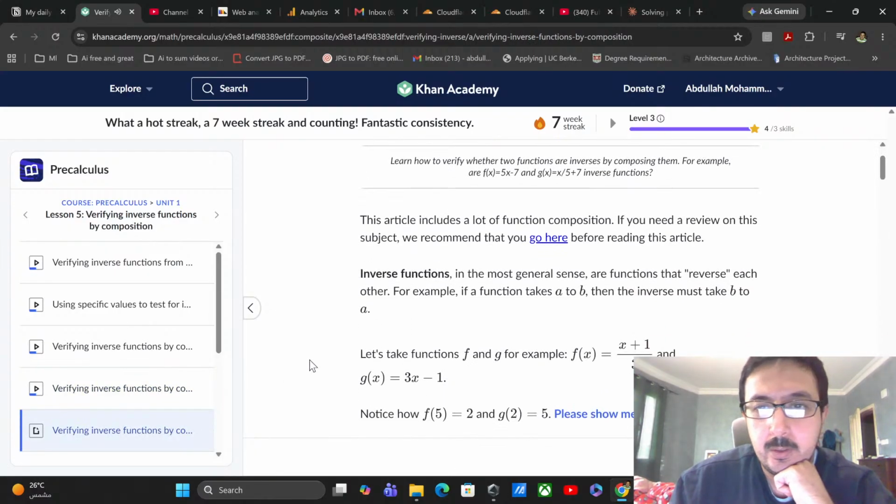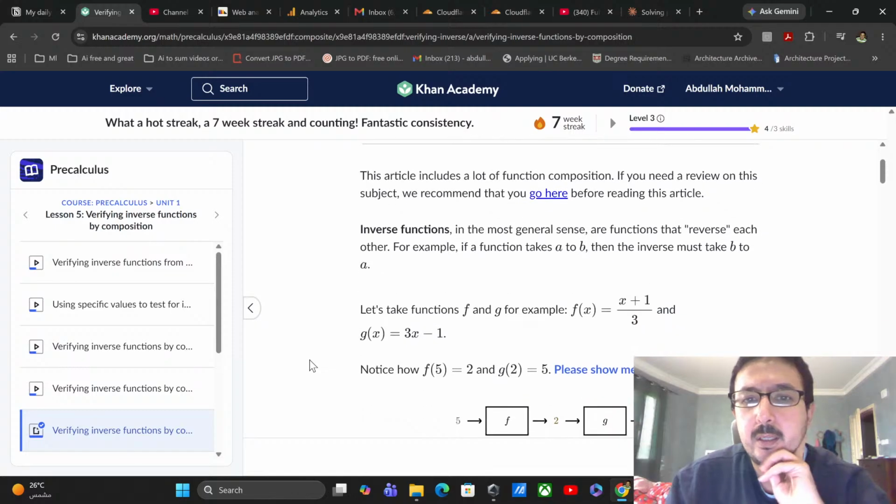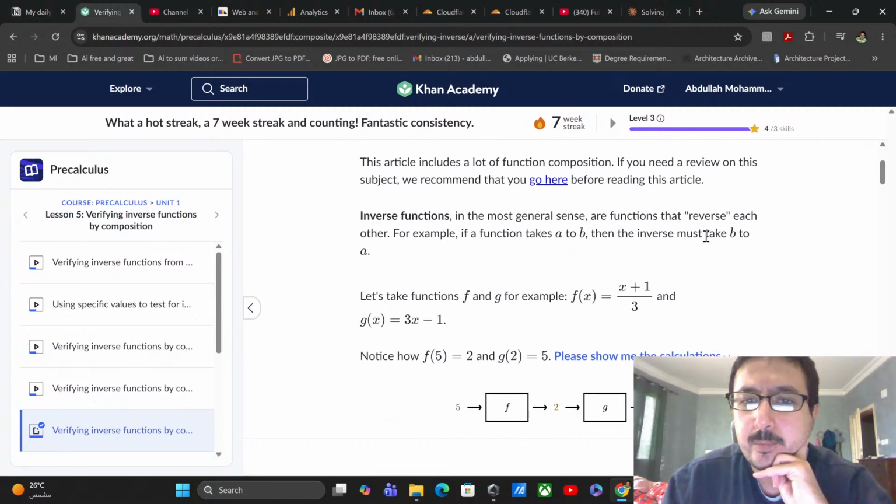Okay, I think we're onto something. The article includes inverse functions. Let's take functions f and g, for example, f of x and g of x equal to 3x minus 1.